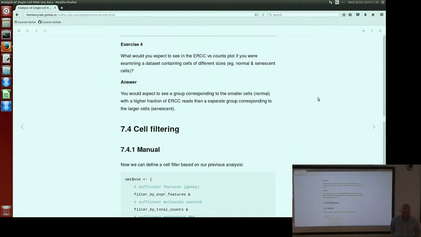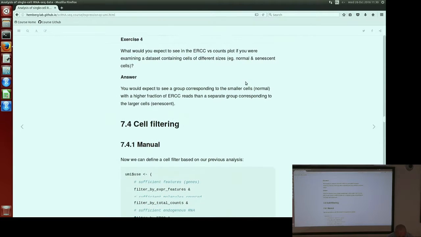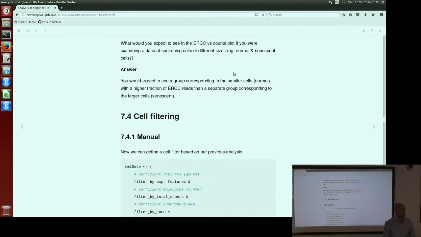All right, so we have another question. Oh, sorry. Where is the question? Just to ask, how deep do you actually sequence per cell?